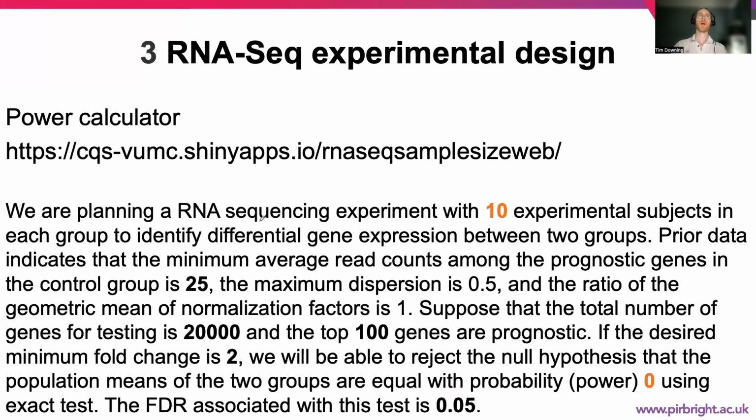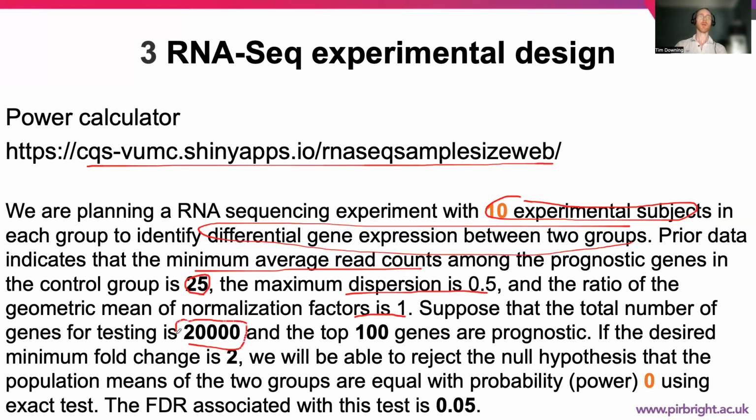To assist with this, there is one useful calculator here. There's a Shiny version of it, and there's also one you can implement in RStudio. But in this instance, we're dealing with 10 subjects, testing for differential expression between different groups, where the minimum average read count for the genes of interest is 25, the dispersion is set to 0.5, and the ratio of geometric normalization factors is 1. The number of genes here is set to about 20,000, which is typical for many host genomes. We've only got 100 genes that are actually prognostic, that are informative here, and we set our minimal fold change to be 2.